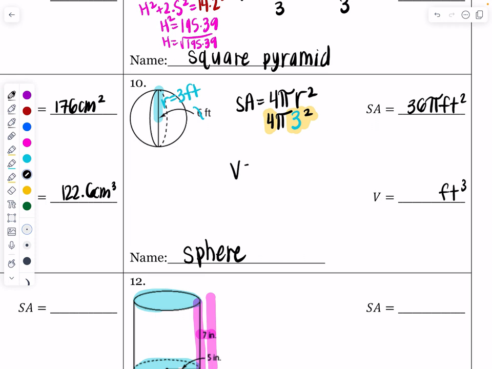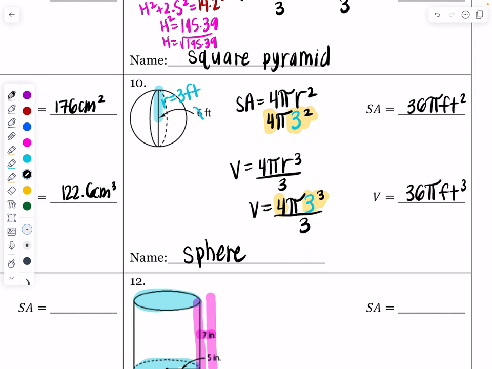Now we want to find our volume. Our volume formula is 4 pi r cubed over 3. I have my radius, so that's going to be 4 pi 3 to the third power over 3. So remember when you type that in, it's that little arrow up button. 4 times 3 cubed, so 4 times 3 raised to the third power is going to give me 108, and then I divide that by 3. That is going to give me 36 pi feet cubed.